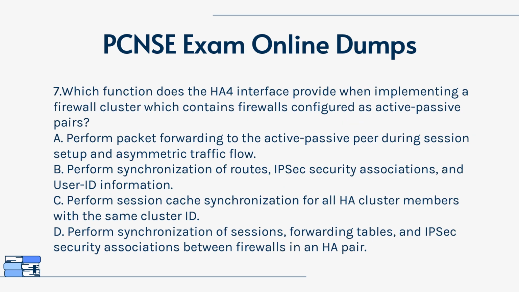7. Which function does the HA4 interface provide when implementing a firewall cluster which contains firewalls configured as active-passive pairs? A. Perform packet forwarding to the active-passive peer during session setup and asymmetric traffic flow. B. Perform synchronization of routes, IPsec security associations, and User-ID information.